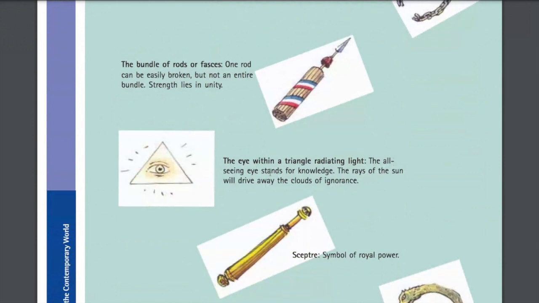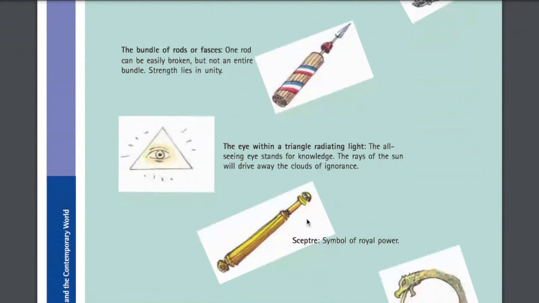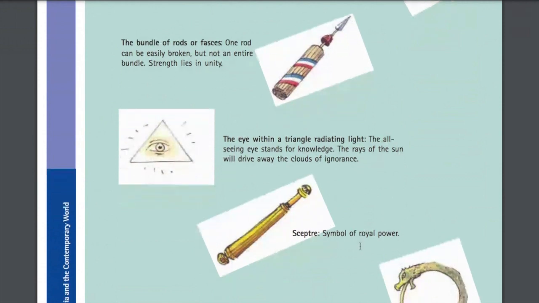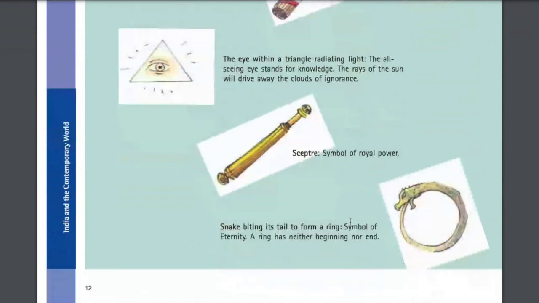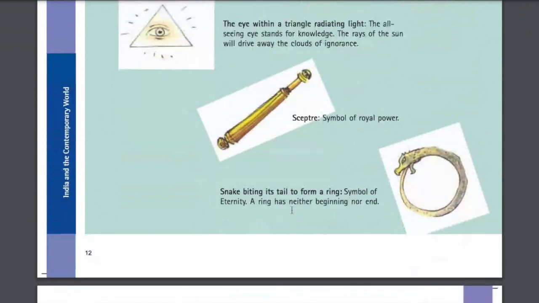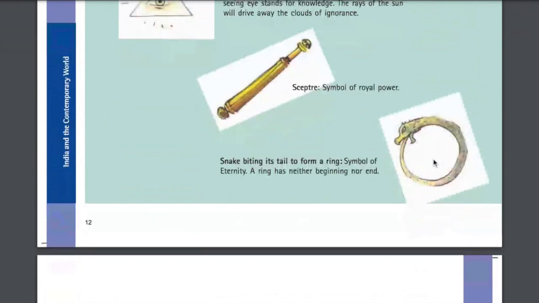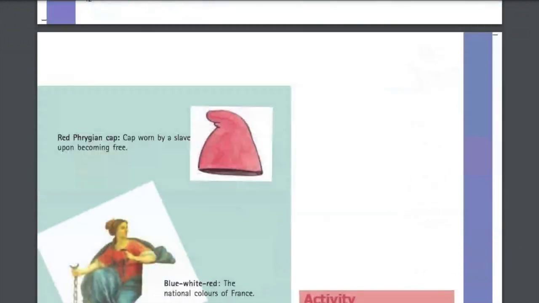The eye within a triangle radiating light. The all-seeing eye stands for knowledge. The rays of the sun will drive away the cloud of ignorance. Scepter: a royal symbol of royal power. And a snake biting its own tail to form a ring is the symbol of eternity. A ring has neither a beginning nor an end, forming an infinite loop.